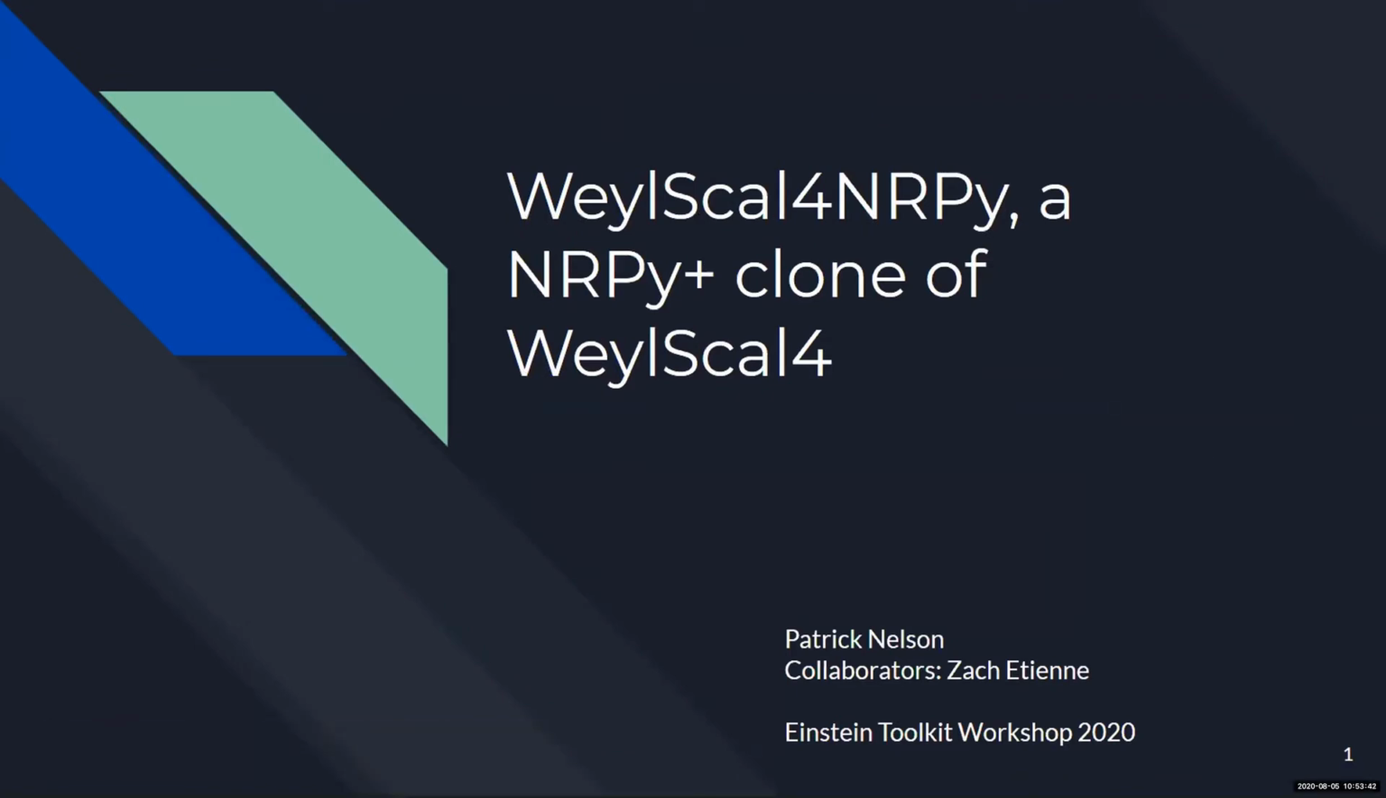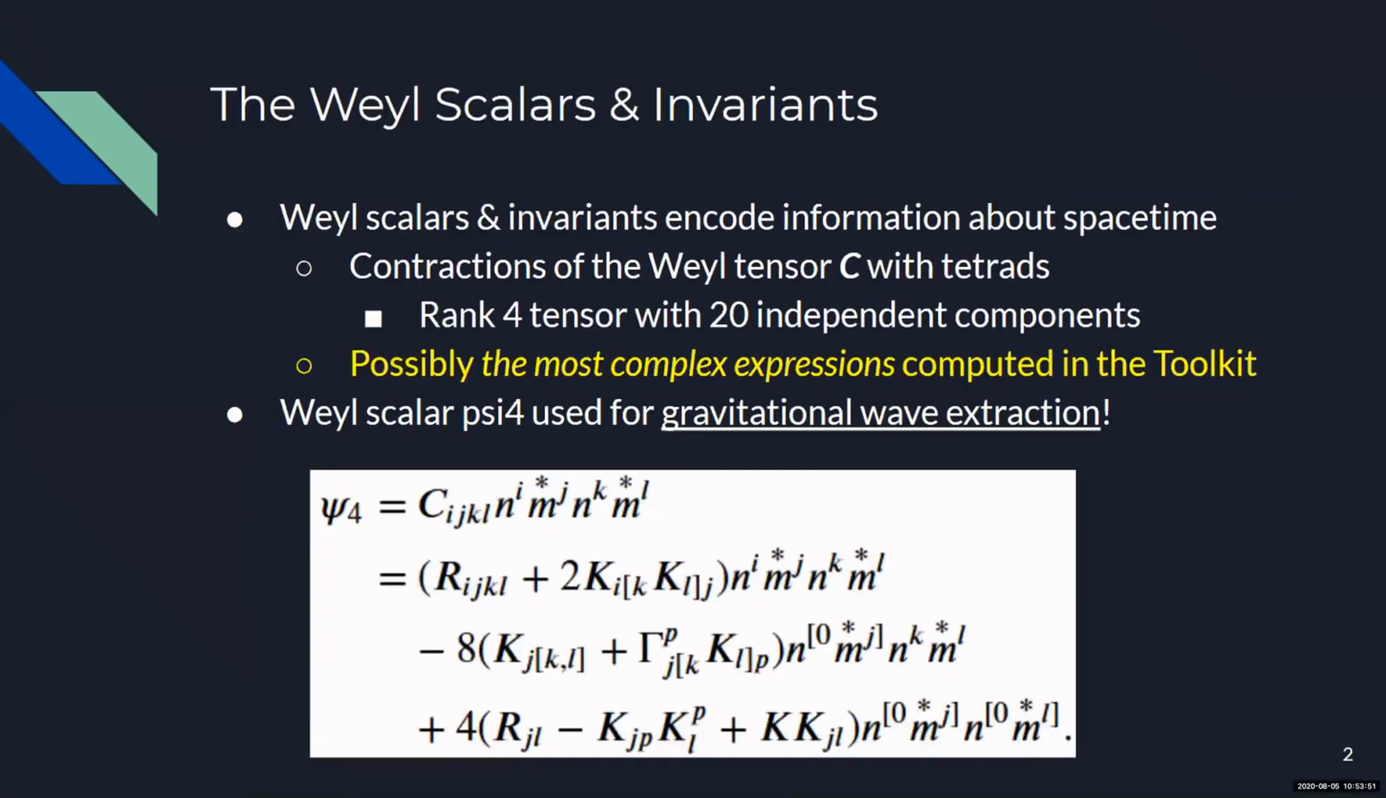Okay, so as Zach said, today I'm going to be talking about a NERPy Plus clone of VialScale 4, which we have named creatively VialScale 4 NERPy. The VialScalars are a set of 5 complex scalars that encode information about spacetime. They are contractions of the Vial tensor, usually written as C, with some null tetrad. The Vial tensor itself is a rank 4 tensor that's related to the Riemann curvature tensor.